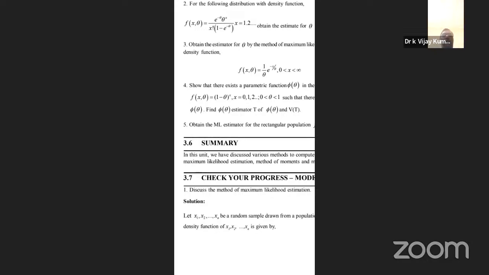Okay. Discuss the method of maximum likelihood estimation. In the discussion of the method of maximum likelihood, let x1, x2, ..., xn be a random sample drawn from a population with the PDF f of x, theta. The joint density function of x1, x2, ..., xn is given by the product over i equal to 1 to n of f of xi, theta. I already told you. So the above function is known as the maximum likelihood function. Second, also obtain the ML estimator, you have to study. The second one also you have to study here. The third one. And the fourth one I will tell you.